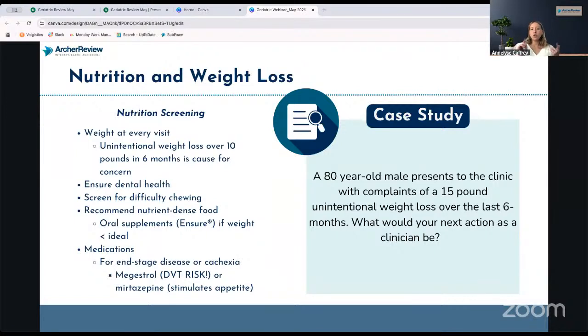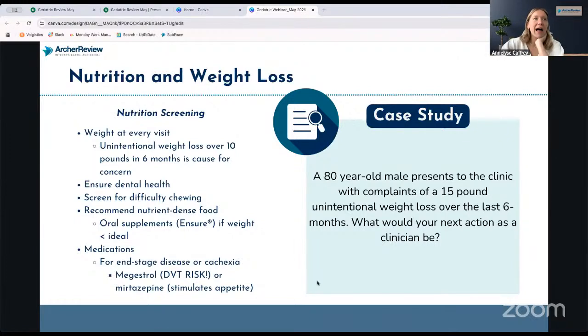Nutrition, you want to do weights on every single person, because unintentional weight loss in older adults is like your biggest red flag. So you want to check for depression, cancer, dentition, like are their dentures not fitting right? That's a weird one, but a pretty common cause of unintentional weight loss in older adults. They're not eating very much because their teeth hurt. Loneliness can cause unintentional weight loss.